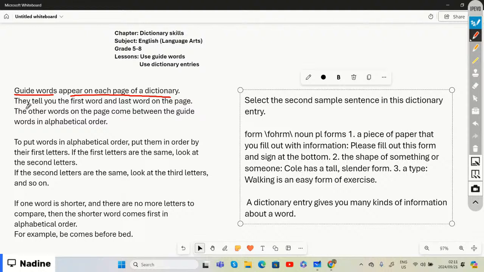These guide words tell us the first word and the last word on that specific page, which means that if you're looking for a specific word, look at the first word and the last word, and then maybe you'll find that word in between, because all the other words that come between the first and the last word need to be in alphabetical order.